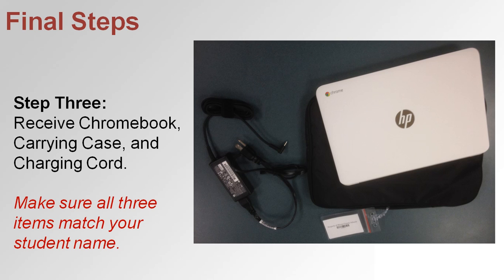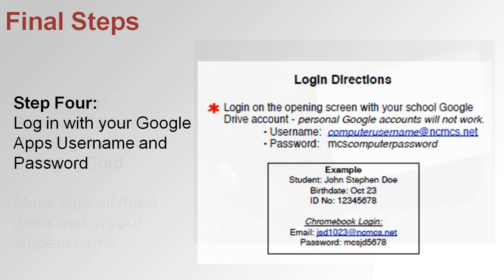Step 3. After you turn in your signature form, receive your Chromebook, carrying case, and your charging cord. Before you move any further, make sure that all 3 of these items match your student name. The next step is you are going to log in with your Google Apps username and password. You'll be handed a sheet of directions similar to this, where you can put in your username and password and log in for the first time.